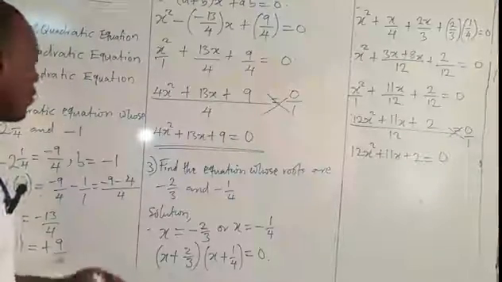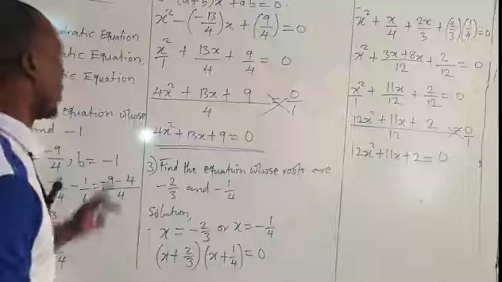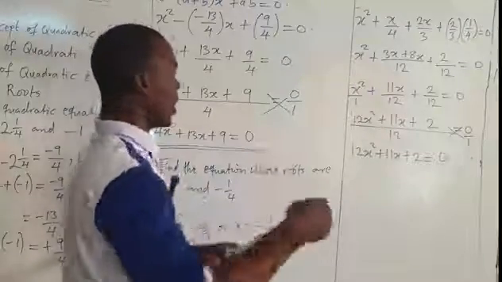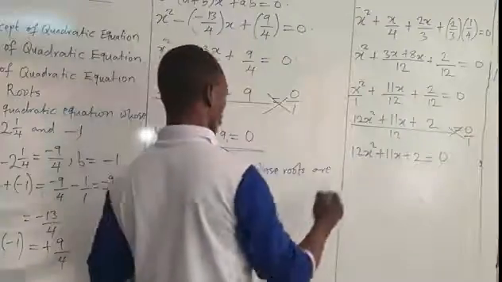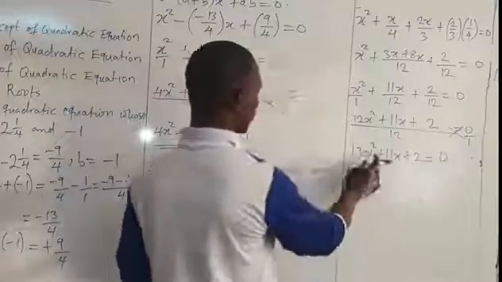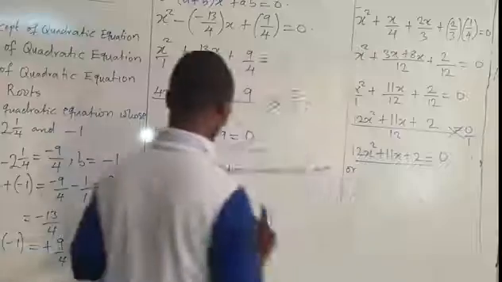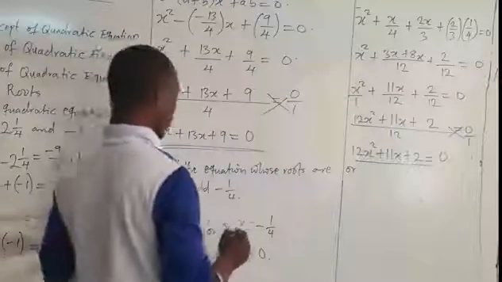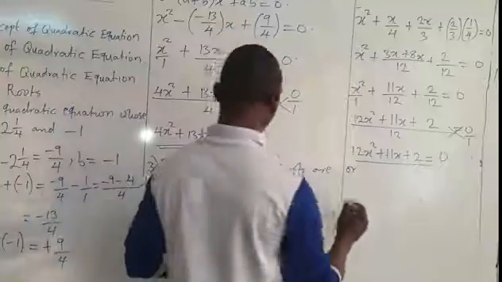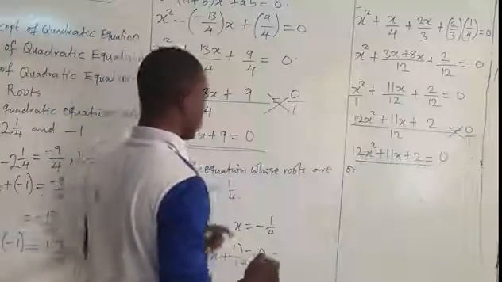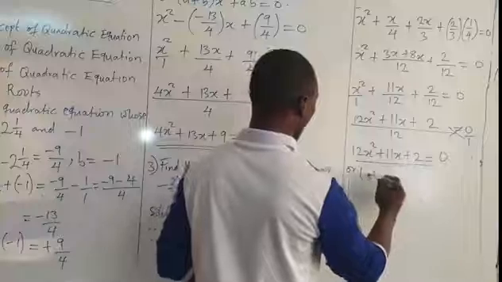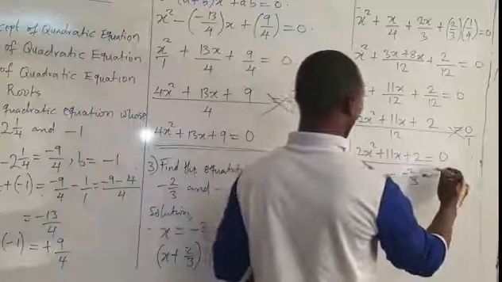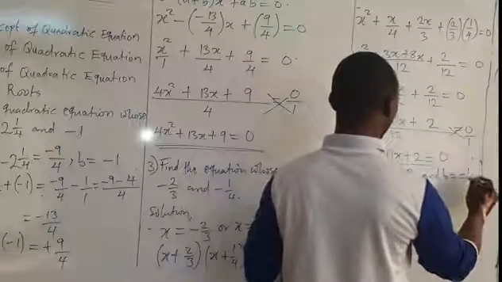So let me now use the other method, to see whether we arrive at the same answer. And what's the first method? The first method is to look for the sum and product of roots. So let me bring the second method. The roots of the quadratic equation are minus 2 over 3 and minus 1 over 4. So let A equal minus 2 over 3 and B equal minus 1 over 4.